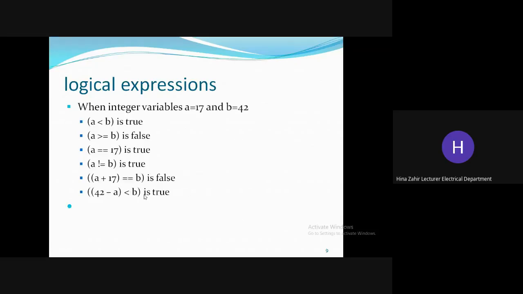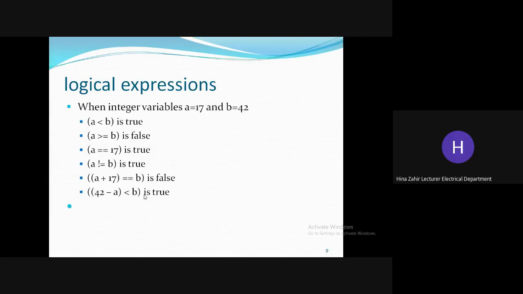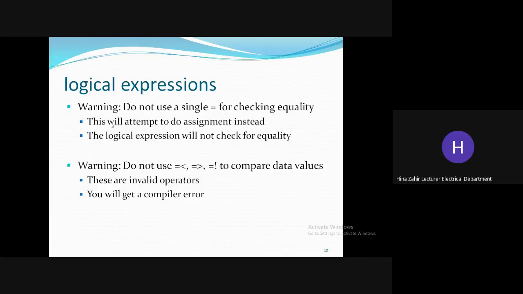So if you look at the previous slide, we used data. We can also use direct variables, like this is variable A and this is B. Now, rather than writing 17 and 42, we can write A and B. It's the same thing. And remember, a single equals sign is actually the assignment operator, not the equality operator.